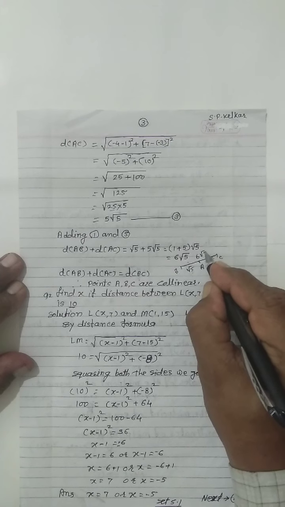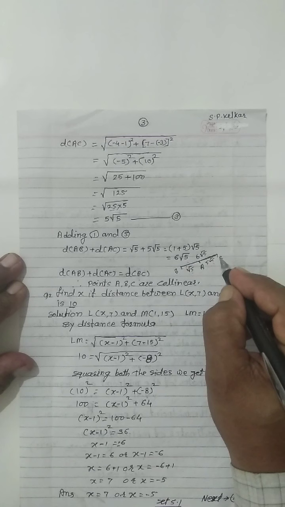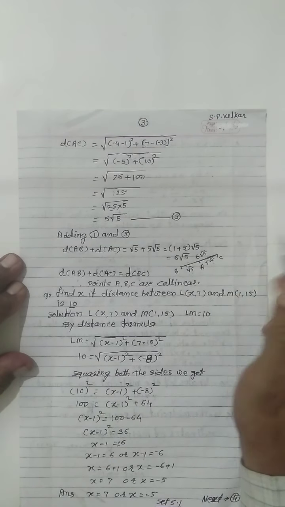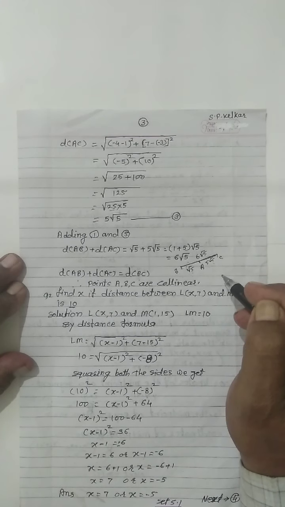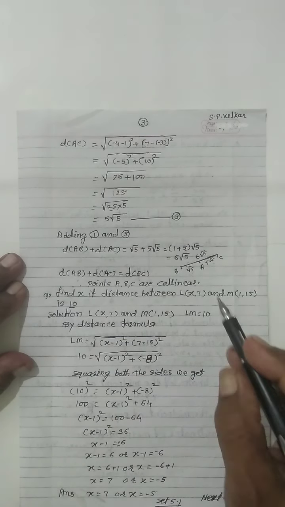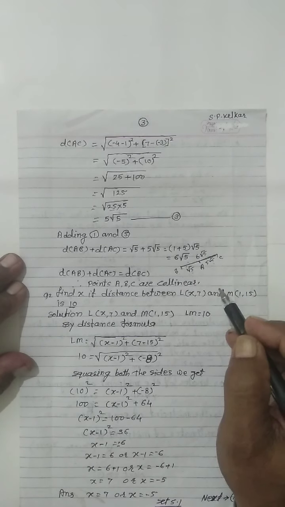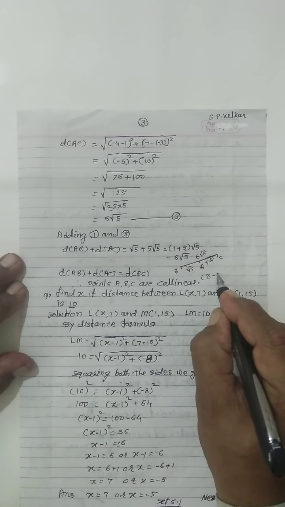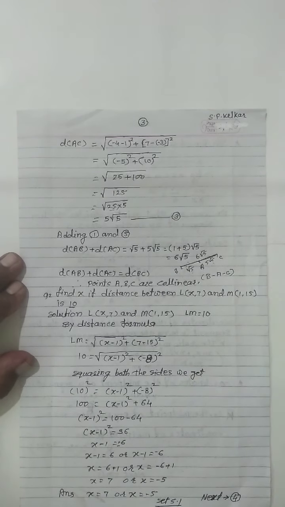So the sum of these two parts equals this BC. So we can say that B, A, C are collinear points. Then we can say that A, B, C are collinear points and point A lies between B and C. Now here we can write it like B-A-C, which means the point A lies between B and C.